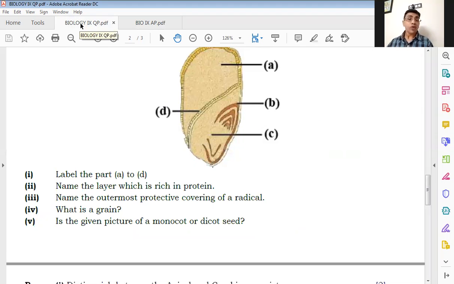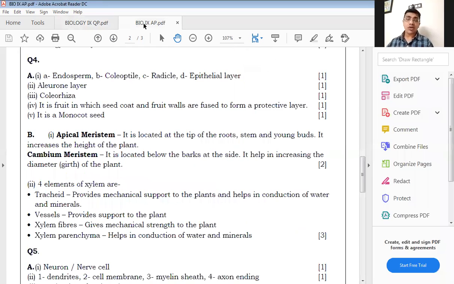Let's go to the fourth question, and that is, what is a grain? Now, this is something important, and you are supposed to answer it carefully because there's a difference. So let's see. Grain is a fruit in which the seed coat and the fruit wall are fused together to form a protective layer. That is what a grain is.